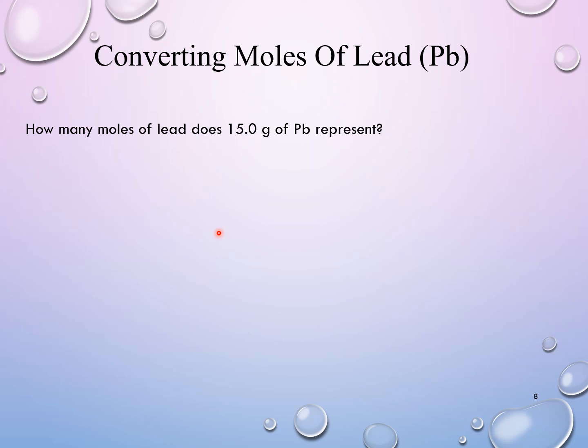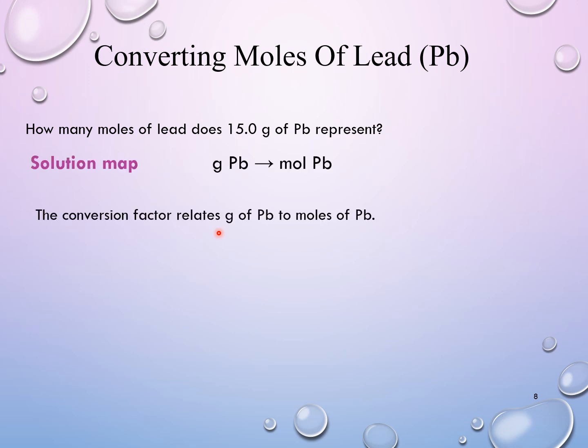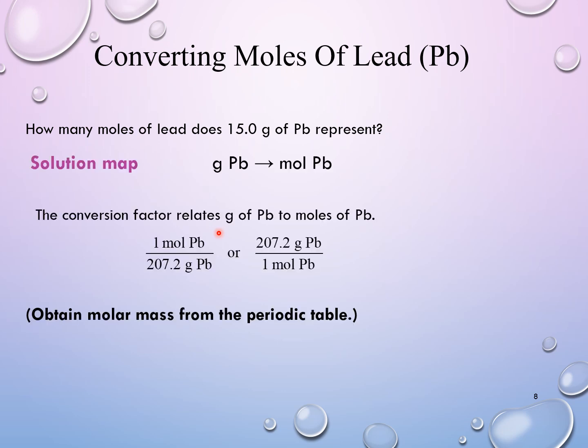We would need to look up the grams and moles conversion factor, which means from the periodic table, you have 1 mole of lead is 207.2 grams of lead, or depending on which way we need, we might need 207.2 grams of lead on the top, 1 mole of lead on the bottom. So if you think about it, we are starting with 15 grams of lead, and we want to get moles of lead as our answer. So 15 grams should cancel out with grams on the bottom right here.